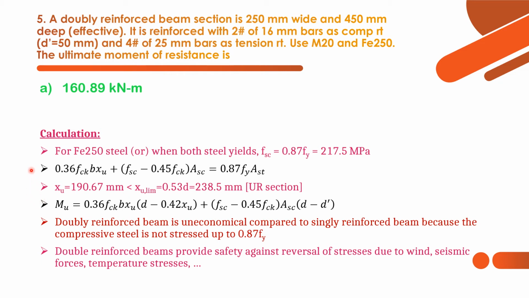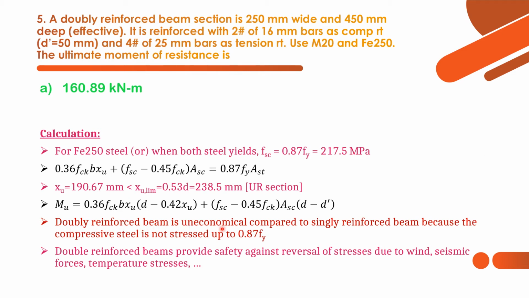Whenever we get a doubly reinforced section, we shall use these two formulas. One is for finding the XU value. Another one is to find the Mu, that is the ultimate moment of resistance value. Now we shall see some more points regarding doubly reinforced beam.